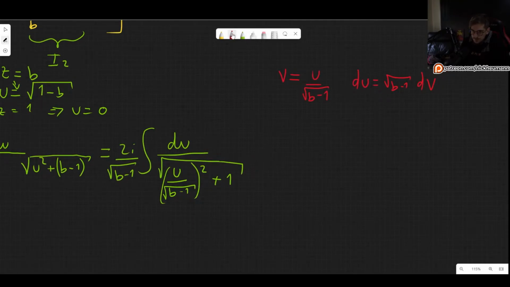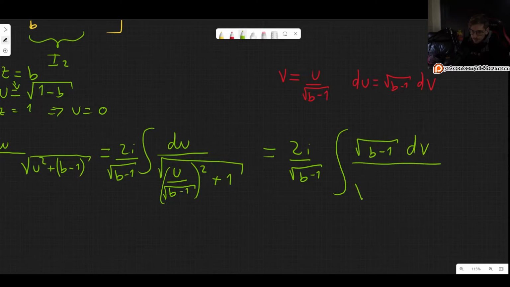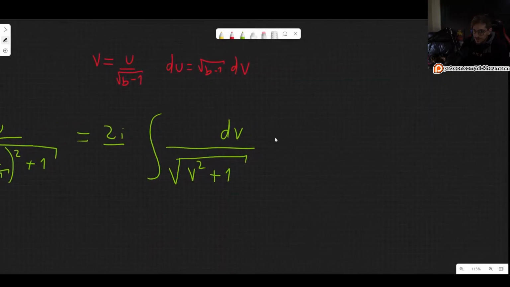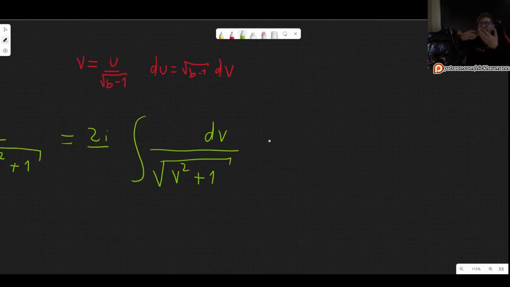So let's plug it in. Plugging this in, we get 2i over the square root of b minus 1 times the integral of the square root of b minus 1 dv divided by, and now here we have v squared plus 1. So these things here cancel out. That's very nice. That's something that happens very often in this sort of integral. And now we have to solve this other integral. Well, how do we solve this? Well, guess what? With another substitution.